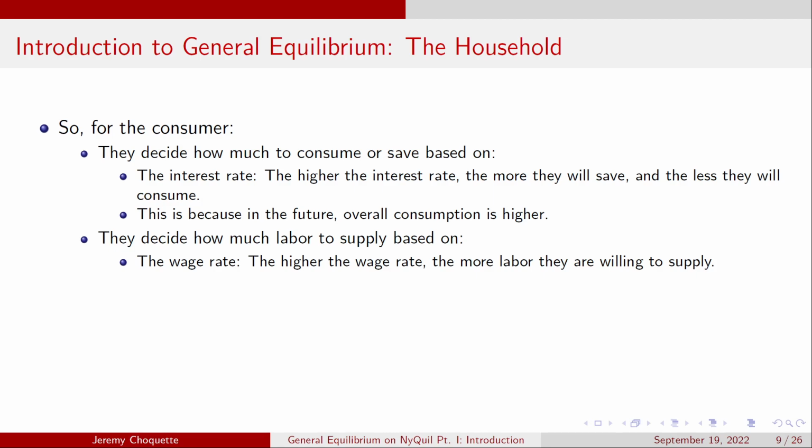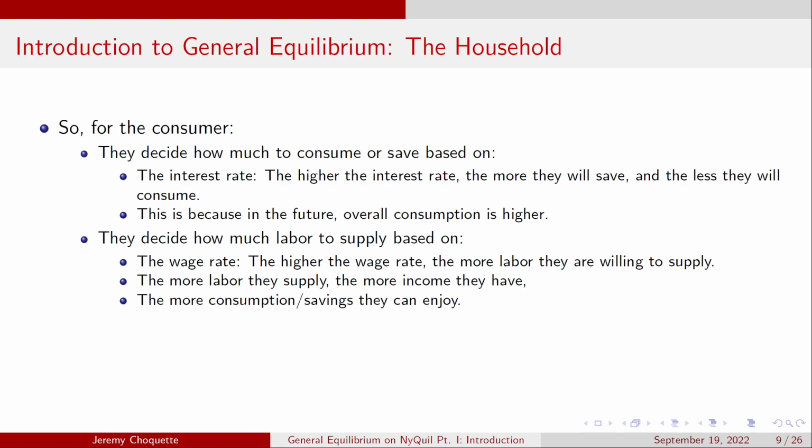Not just how many people are going to be willing to work, but also how many hours they're going to be willing to work. If you get paid $150 an hour, you're probably going to be willing to work as many hours each day as you possibly can, because you work a lot early on, save up a bunch of money, and then you don't need to work as much later. So the more labor you supply, the more income you have, and then the more consumption you can enjoy.